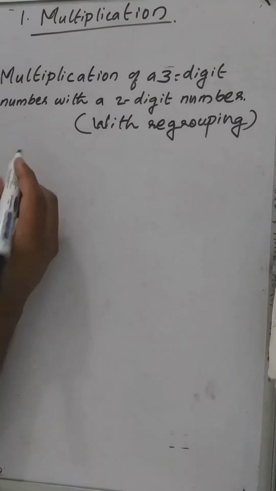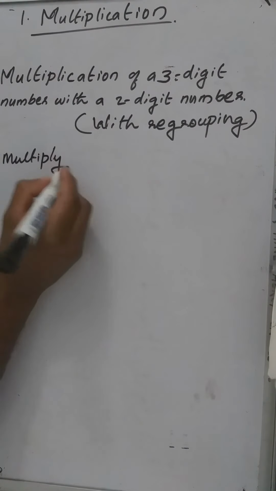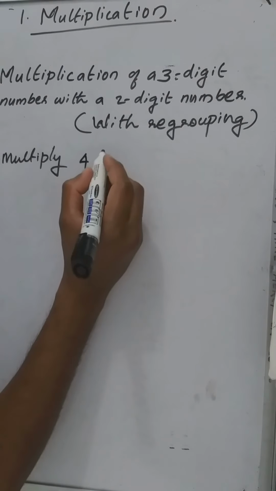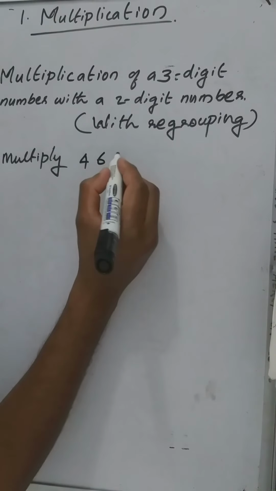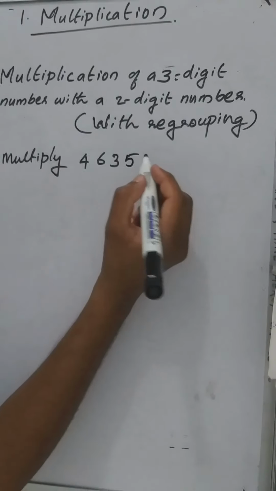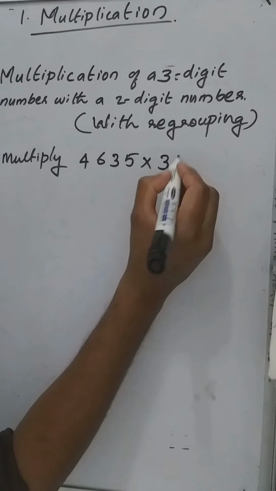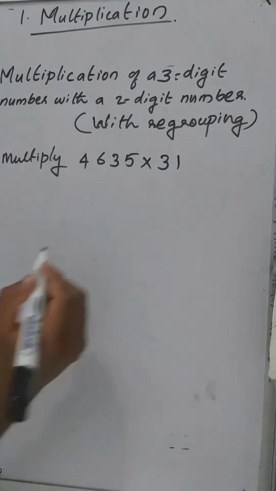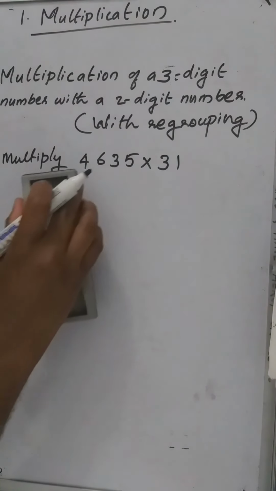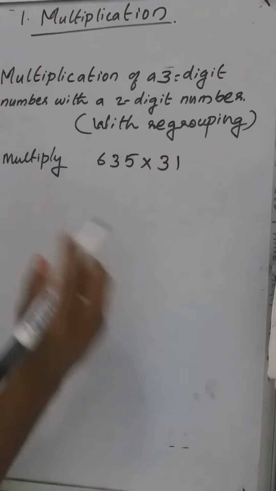One more example. Multiply 635 by 31. Sorry, only a 3-digit number we have to take. So 635 multiplied by 31.